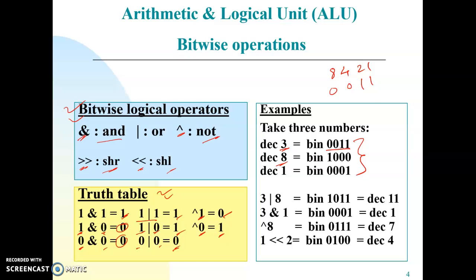Here 8, so it means that 8421, only this bit will be on, the rest all will be 0. So we got this, and 8421, this is 0, this is 0, this one is 0, and 1 will be 1. So we got this.